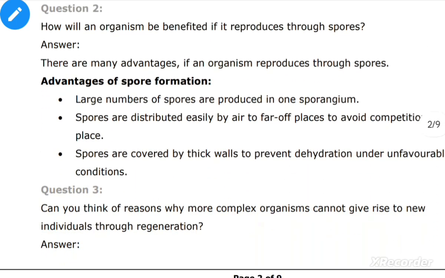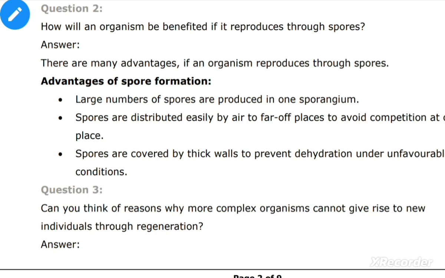Next question. How will an organism be benefited if it reproduces through spores? Answer. There are many advantages if an organism reproduces through spores. Advantages of spore formation: a large number of spores are produced in one sporangium. Spores are distributed easily by air to far off places to avoid competition at one place. Spores are covered by thick walls to prevent dehydration under unfavorable conditions.